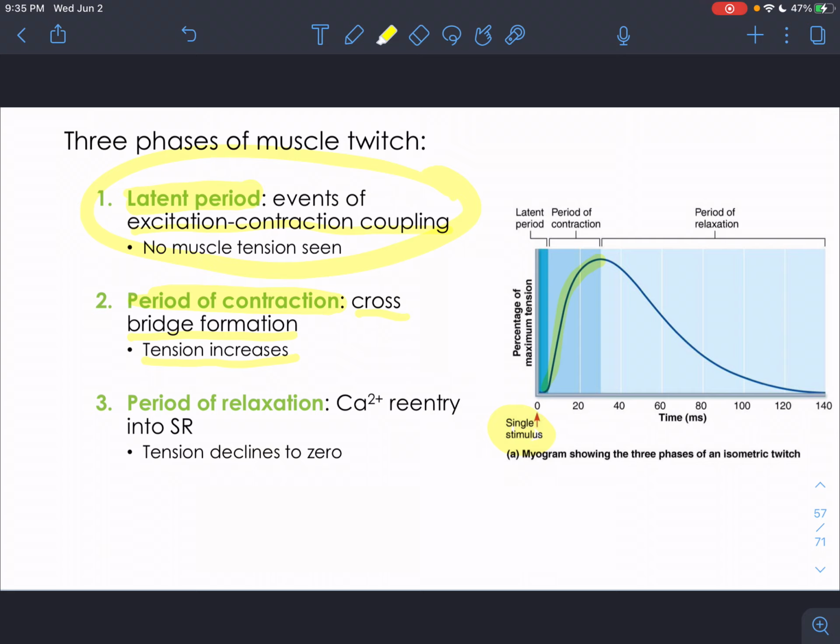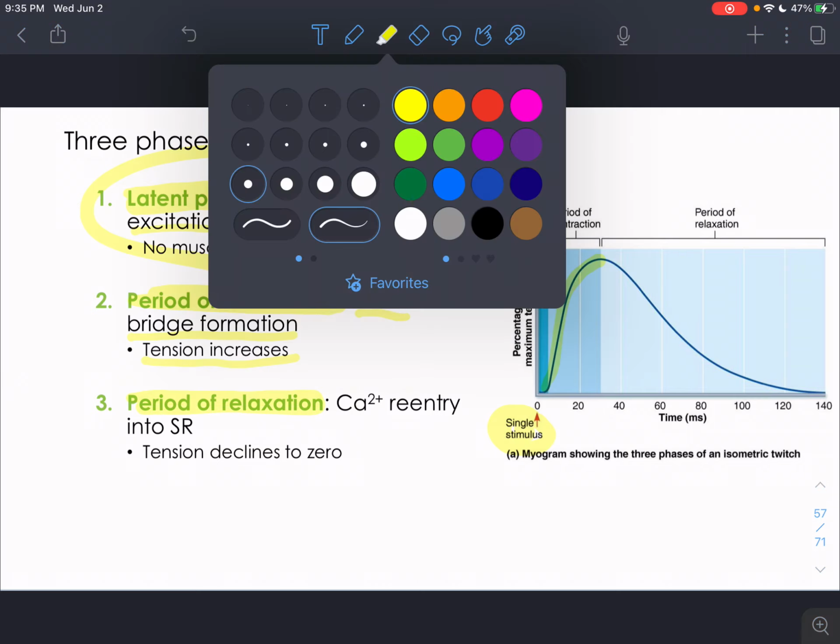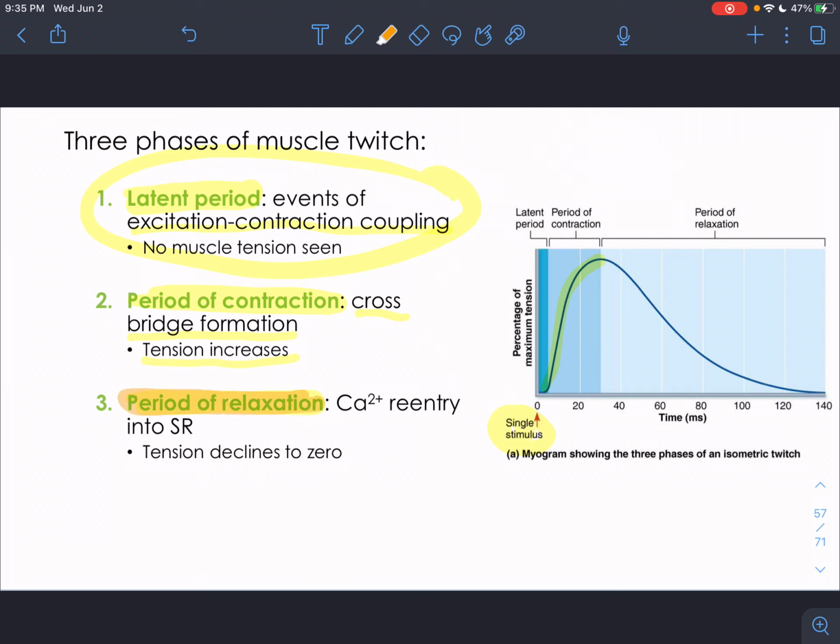After the muscle is done contracting, we have the period of relaxation, which I guess I can do in a different color. The period of relaxation is this over here. That is happening when calcium goes back into the sarcoplasmic reticulum, right? And you have actin and myosin breaking apart, the muscle relaxing, and the tension is going to go all the way back to 0. You'll see that the relaxation phase is a lot longer than the contraction phase, which is because calcium needs to go back into the sarcoplasmic reticulum.